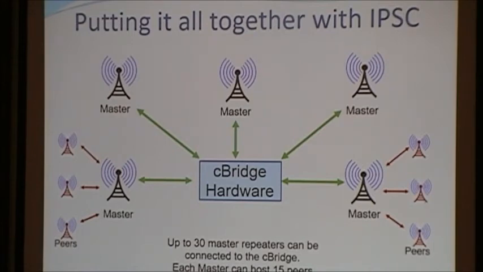I wish I had a little bit more time, but this really gets into the technical aspect of things. This has never been tried, but if you look at the math, our C bridge will manage 30 master repeaters. It's a 30-slot C bridge. So right now I could have 30 master repeaters in the state of Wyoming, all managed by the C bridge.